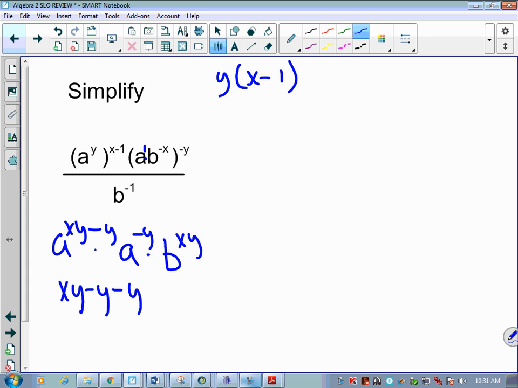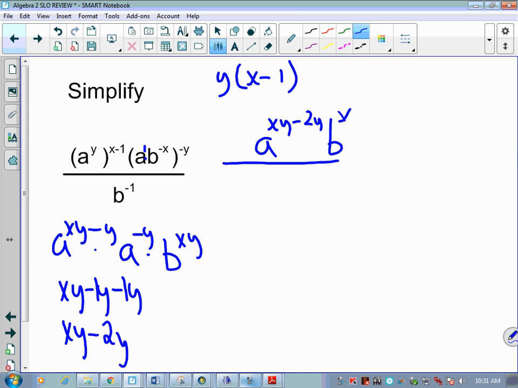What's x? No, I can't subtract y from xy, right? Can I subtract y from negative y? Right, well that's negative 1y and negative 1y, correct? So what is that? xy minus 2y, right? Now that's my exponent, so what I'm saying here in my numerator is that I have a to the xy minus 2y, and b's all alone, right? It's just b to the xy.